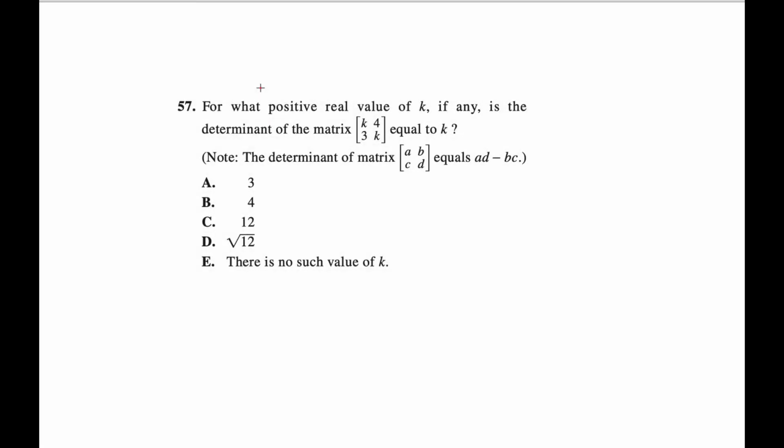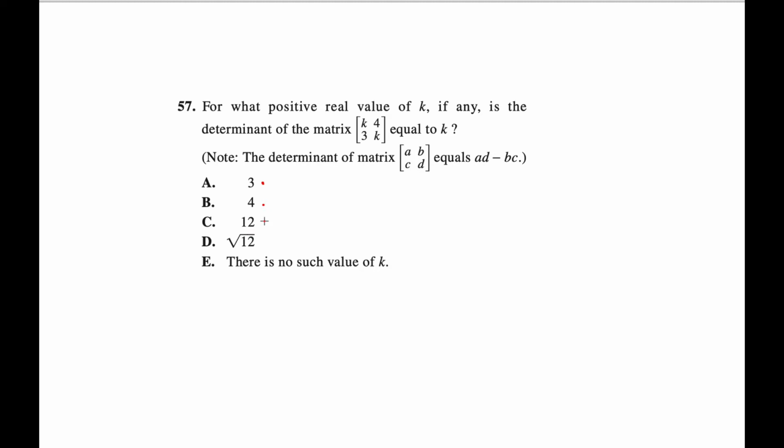Question 57 says, for what positive real value of k, if any, is the determinant of the matrix there equal to k? Then we have this note: the determinant of a matrix with those variables equals a times d minus b times c. Looking at the answer choices, we have a couple numbers here in A and B that also appear in the prompt itself.